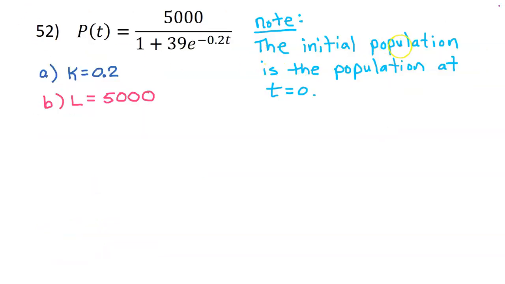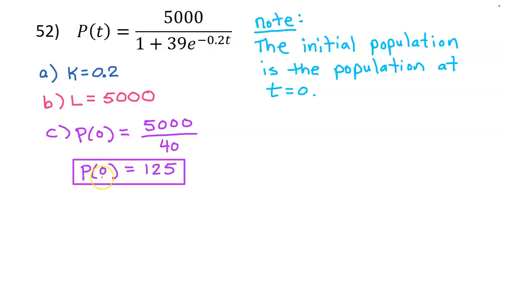Now C, find the initial population. The initial population is the population at time t equals 0. P at 0 equals 5,000 over 1 plus 39, because if t is 0, we have e to the 0, which is 1. Obviously 1 plus 39 is 40. So the initial population equals 125.